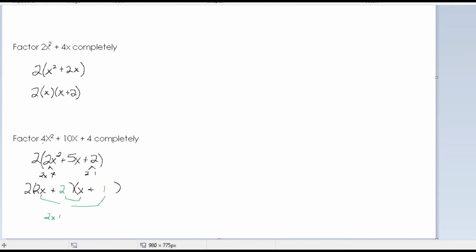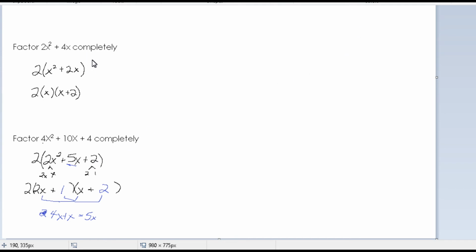So we're going to go back to where we did it and we'll put the 2 in the other spot. Okay, so now if we put the 2 in this spot and the 1 here, when we do our OI part, we have 4x and 1x, and that does give us the 5x that we were looking for right here.